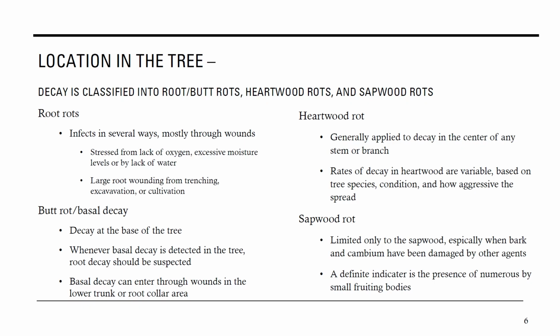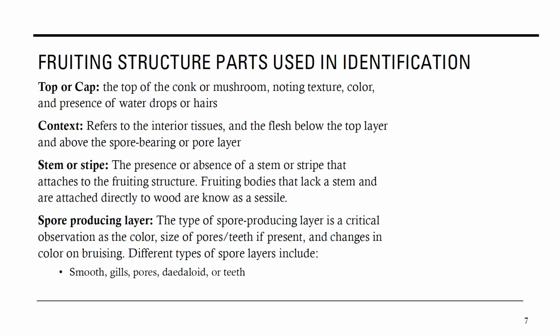Then sapwood rot, this is kind of a serious one, limited only to sapwood, especially when bark and cambium have been damaged by other agents. Little small fruit bodies are a definite indicator of sapwood rot. So if you have sapwood rot, that's usually a bad sign.